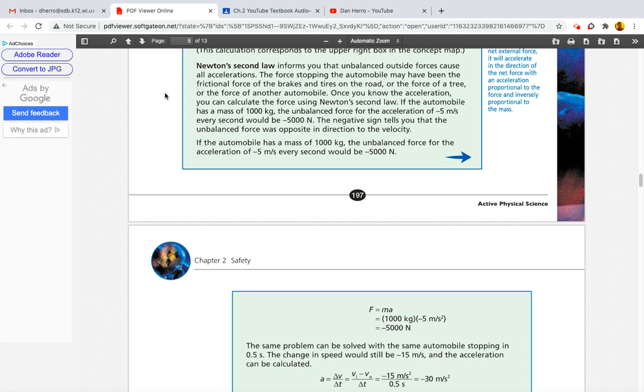Newton's second law informs you that unbalanced outside forces cause all accelerations. The force stopping the automobile may have been the frictional force of the brakes and tires on the road, or the force of a tree, or the force of another automobile. Once you know the acceleration, you can calculate the force using Newton's second law. If the automobile has a mass of 1,000 kilograms, the unbalanced force for the acceleration of negative 5 meters per second every second would be negative 5,000 newtons of force. The negative sign tells you that the unbalanced force was opposite in direction to the velocity.